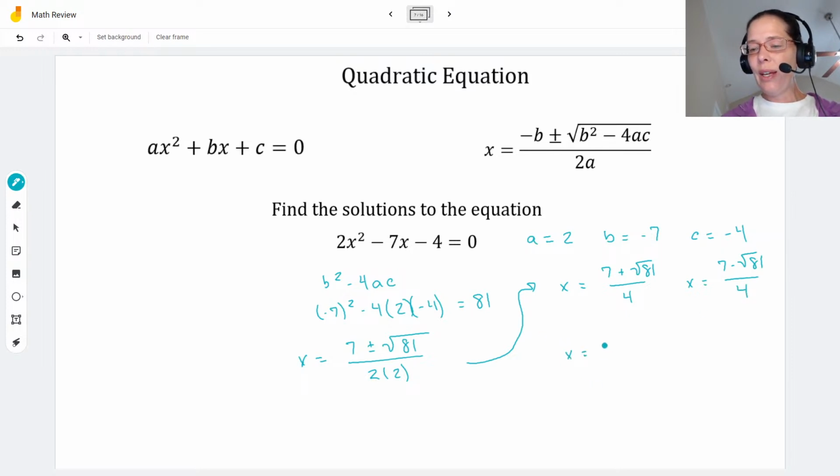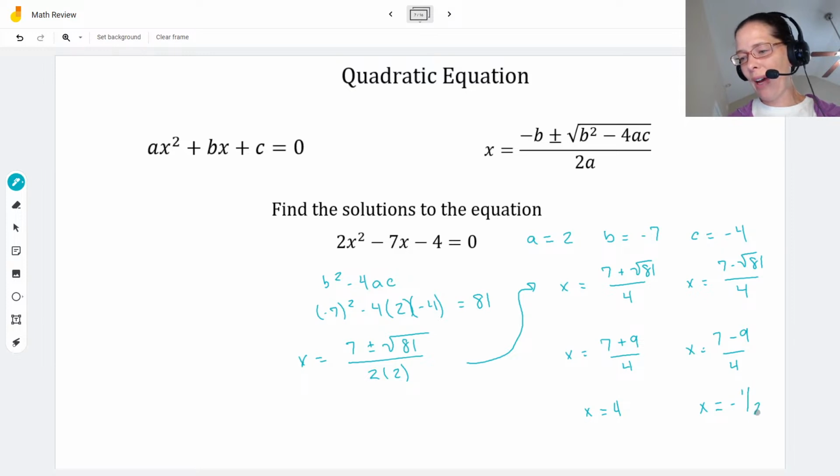It's not a problem. Okay, so we're going to have x equals 7 plus 9 over 4, and x equals 7 minus 9 over 4. So again, you can see I've got 2 real roots. This is going to give me x equals 4, and this gives me x equals -1/2. So those are my solutions to this quadratic. And again, if I was working an equilibrium problem and you have to choose one, you would choose the positive root, not the negative root, because you're never going to have a negative concentration.